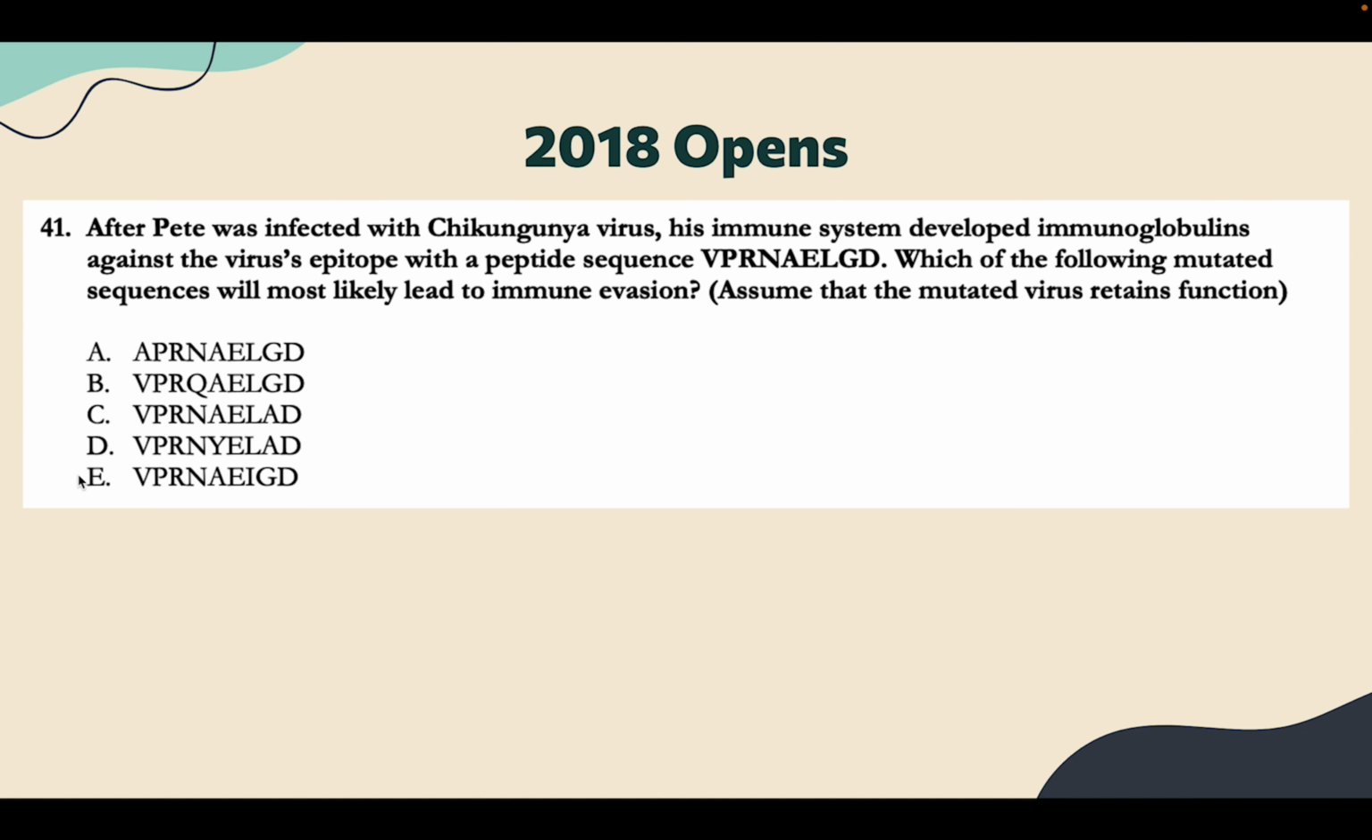Again, E has I instead of L. That's not going to be a big deal. They're both nonpolar. And then A versus G, again, they're both nonpolar. So that gives us D as the most different sequence. So D will be the answer.